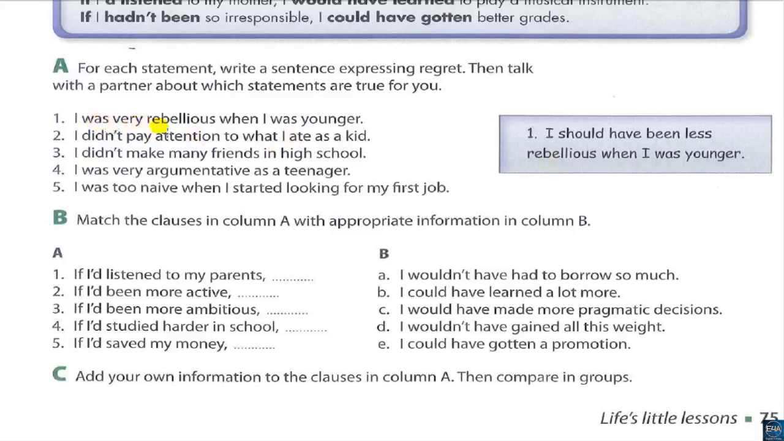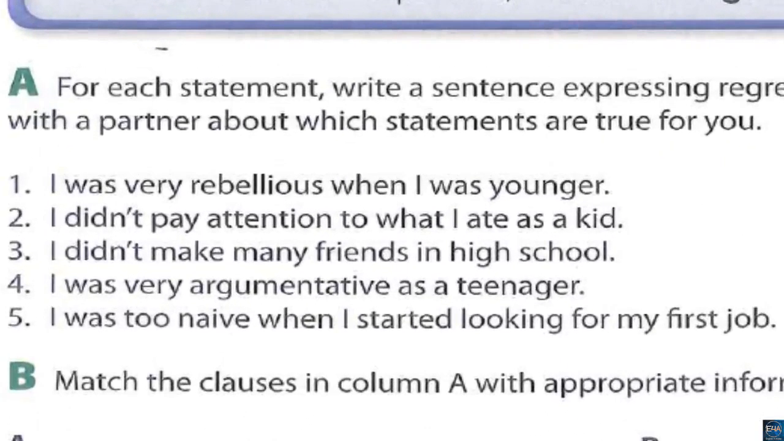Example, I was very rebellious. I was very rebellious when I was younger. So you regret that. You're sad about that. So you say number one, I should have been less rebellious when I was younger. Another answer, I should have been obedient. I should have been obedient when I was younger to obey the orders of your mom and dad.